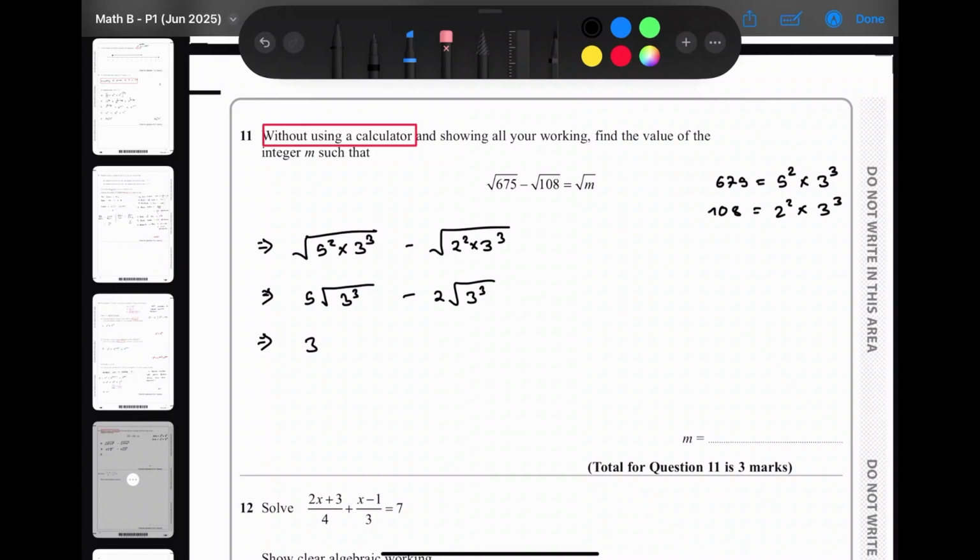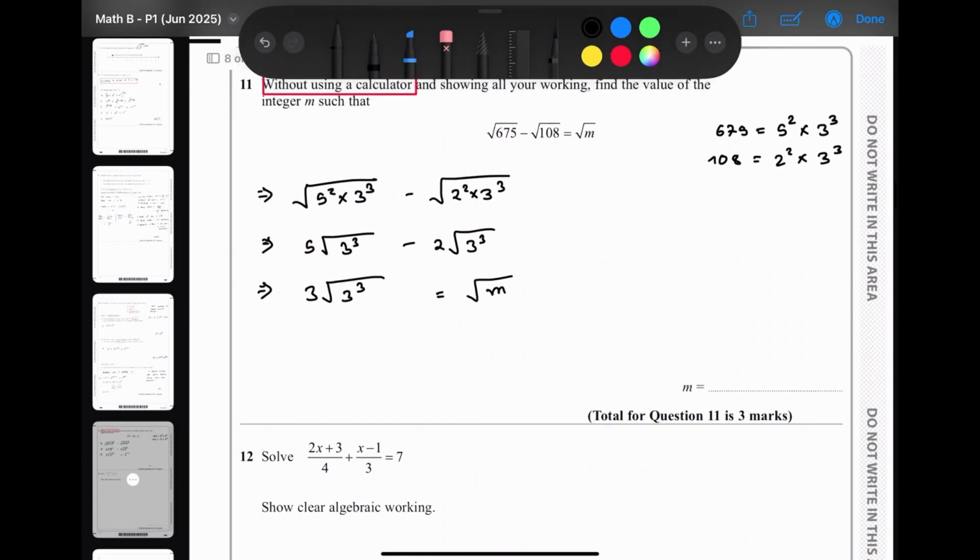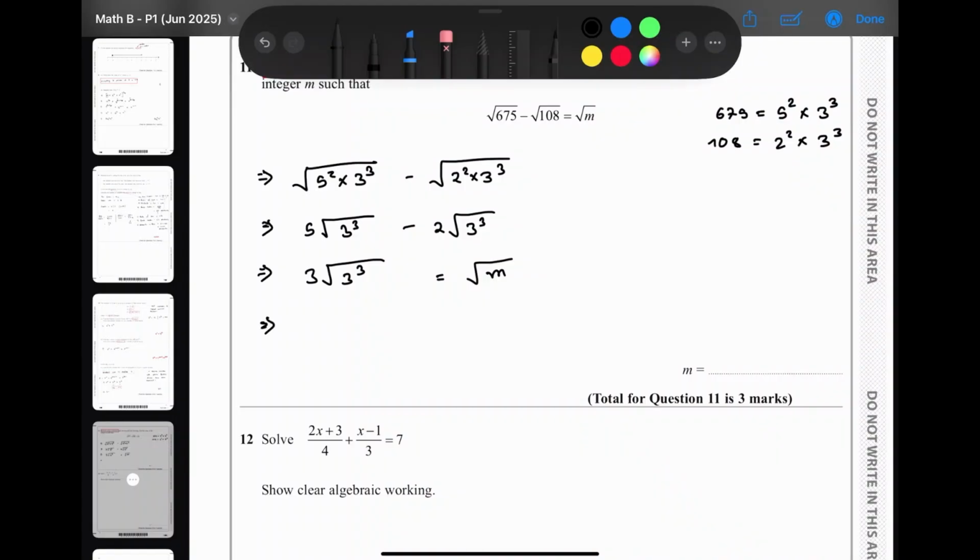5 minus 2 leaves us with 3 along with the rest of the multiple as it is. Then take the 3 that is outside the root, inside by turning it into 3 squared. Cancel the roots on both left-hand side and right-hand side. Upon multiplying 3 with 3, their powers add up, giving us our final answer of 3 to the power of 5. Or, we can rewrite it as 243.